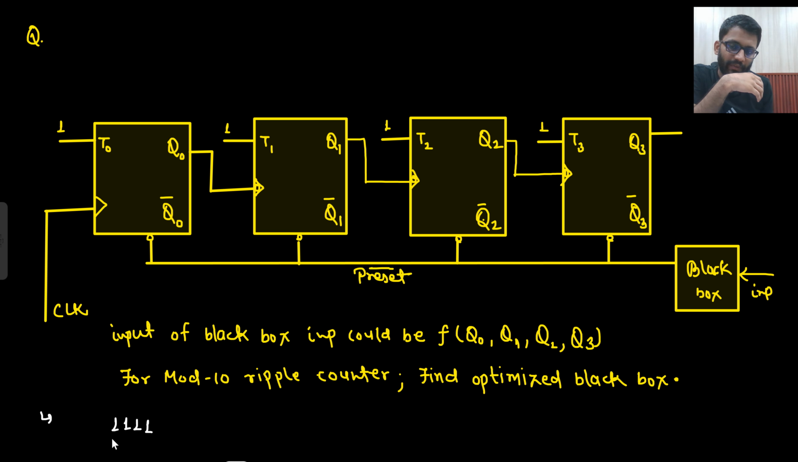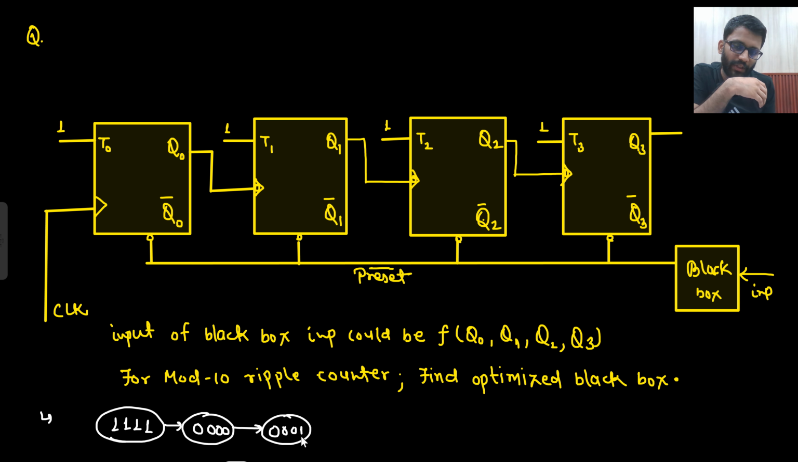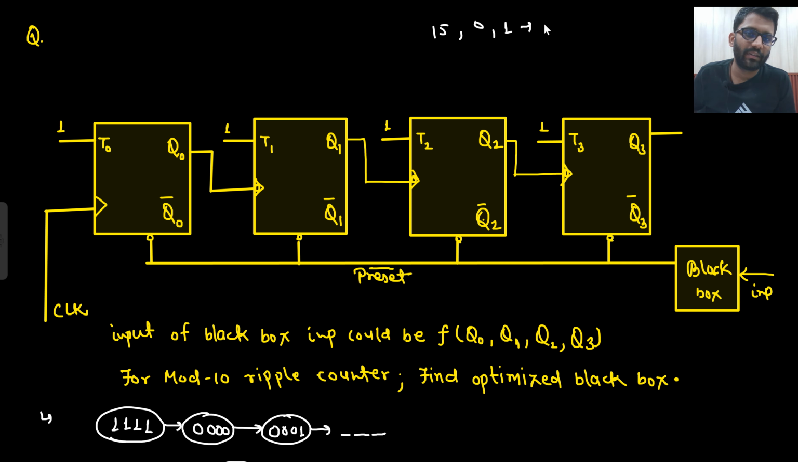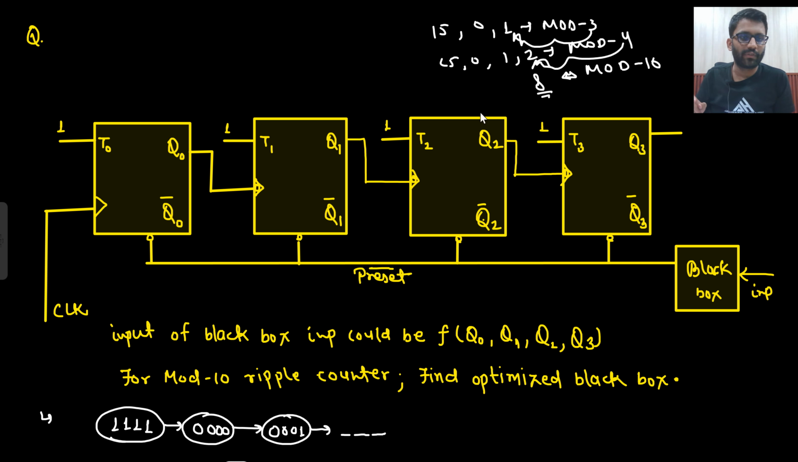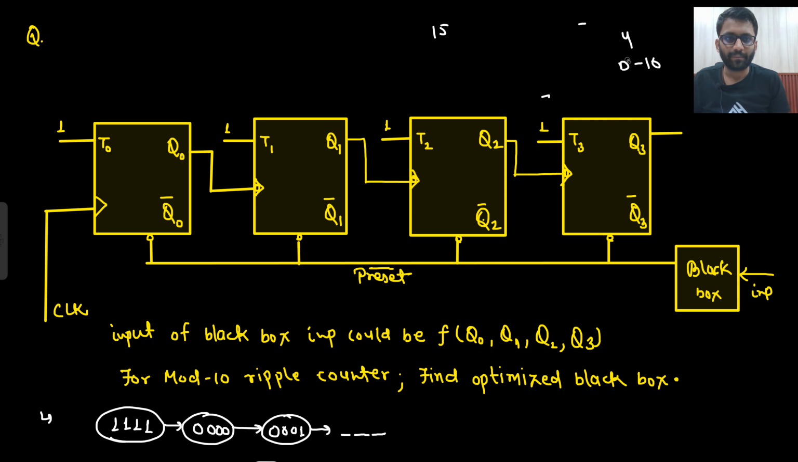So you will be starting from 15, then you are going towards 0, okay, and then 1. What do you think? What will be your last state for mode 10 counter? Starting from 15, 0 and 1, this is mode 3 counter. Mode 4 counter will be 15, 0, 1, 2. What you need is mode 10 counter. So here 2 states less, here also 2 states less. In mode 10 counter, 2 states less. It would be 8. So final state will be 8.